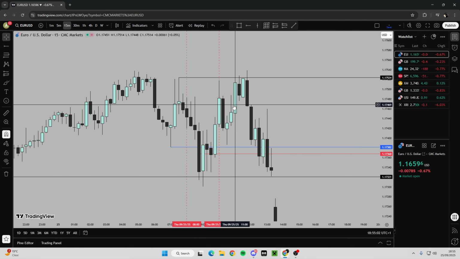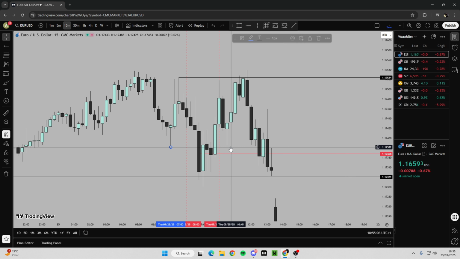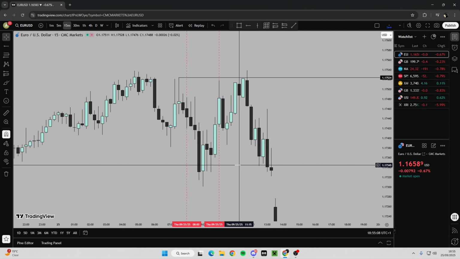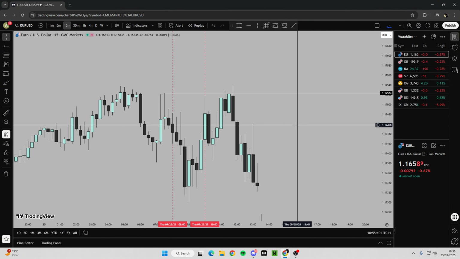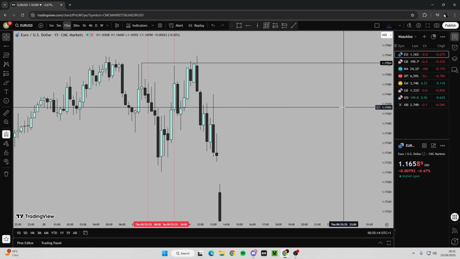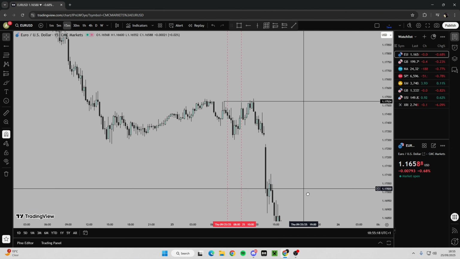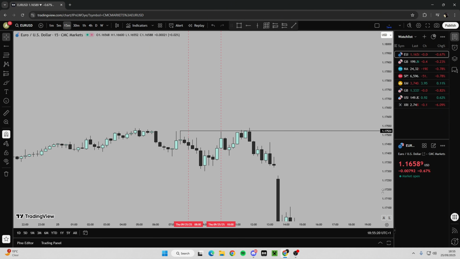The 15-minute was also in a downtrend. So as soon as my bias switches, I delete this, delete all my lows, and then I marked out the highs. This could have actually been a really good trade, but the market did move a bit shit today as well. Like look at that liquidity sweep, and then price just went straight down.